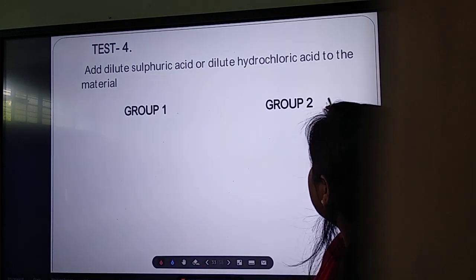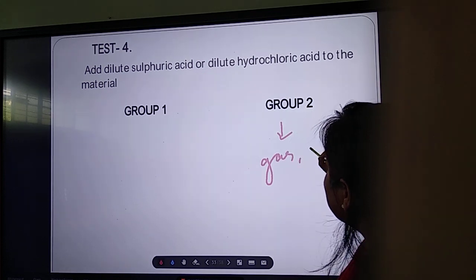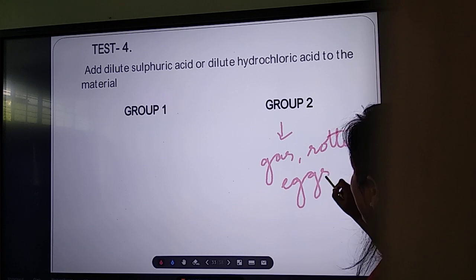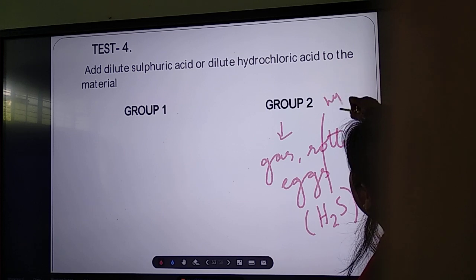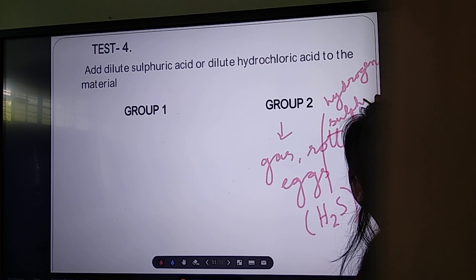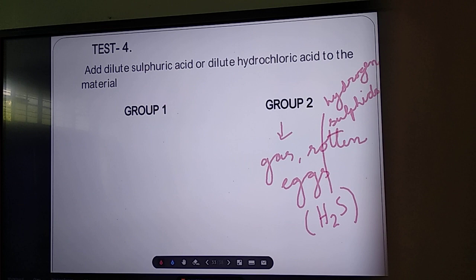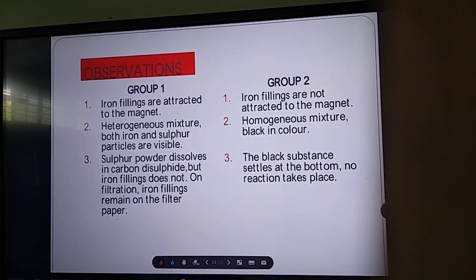Next, in case of group B, you will find that a gas comes out which has a smell like rotten eggs. The name of the gas is hydrogen sulfide. So here also one gas comes out, but this gas has a rotten smell, and its name is hydrogen sulfide. Now, these are the four observations. Let us see one by one.